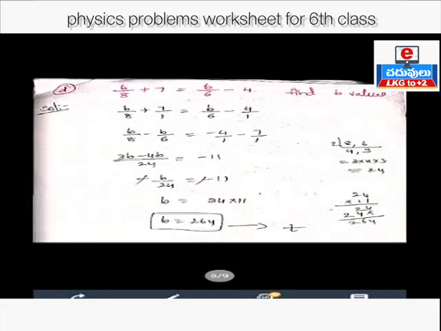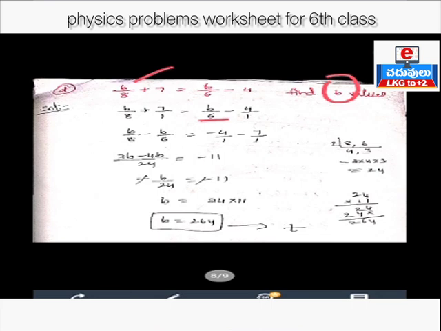Now see next one. 6 by 8. This is not 6, children. This is b. B is a variable. So in the problem they given find out b value. B by 8 plus 7 by 1 is equal to b by 6, in denominator 6, minus 4 by 1.